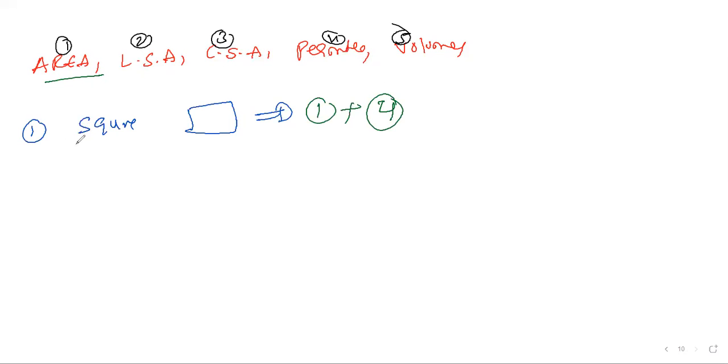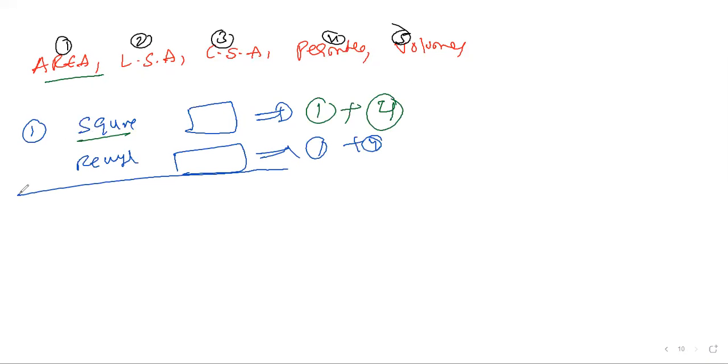Very good. Similarly, as with a square, we take a rectangle also, same category. Rectangle also same. 1 and 4. Okay, clear? Now I'll take a second one.